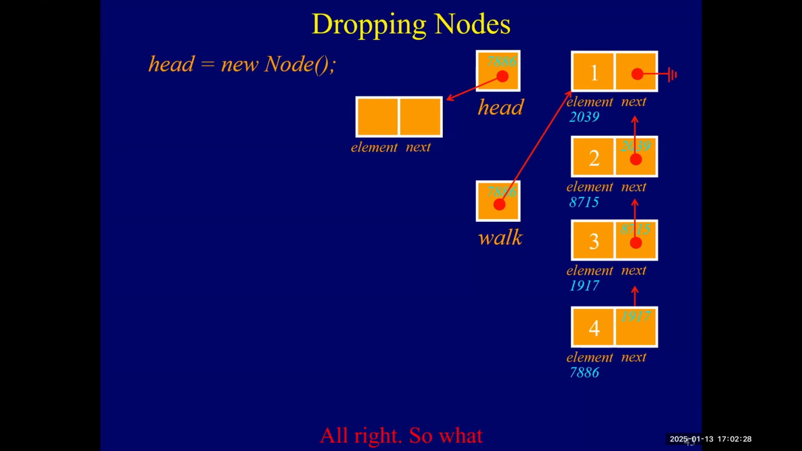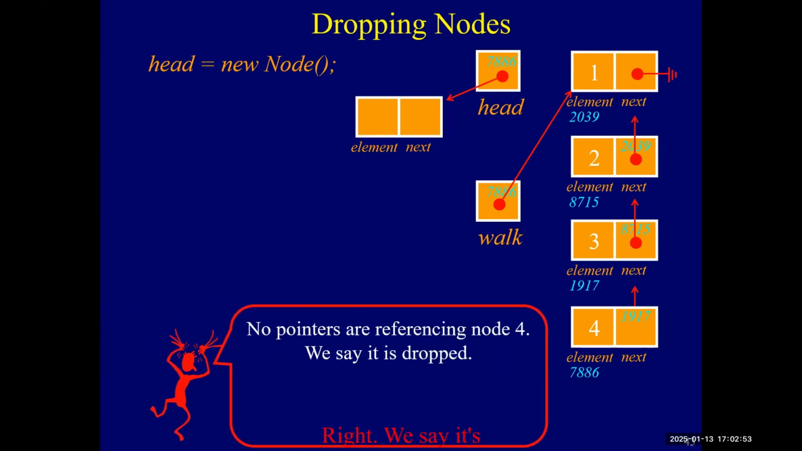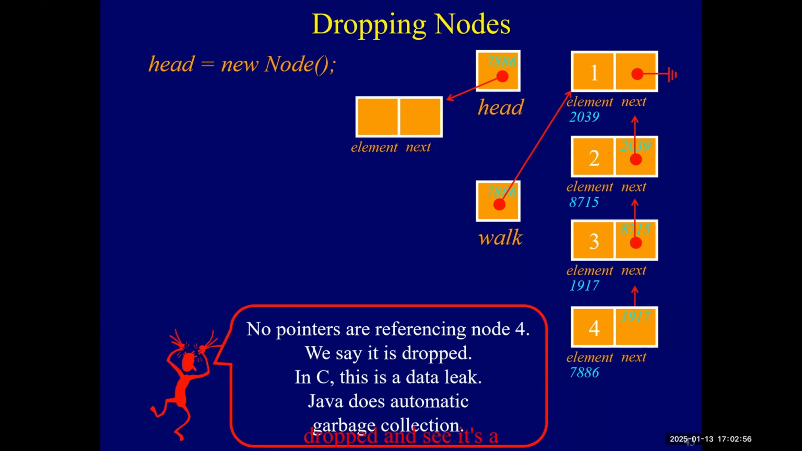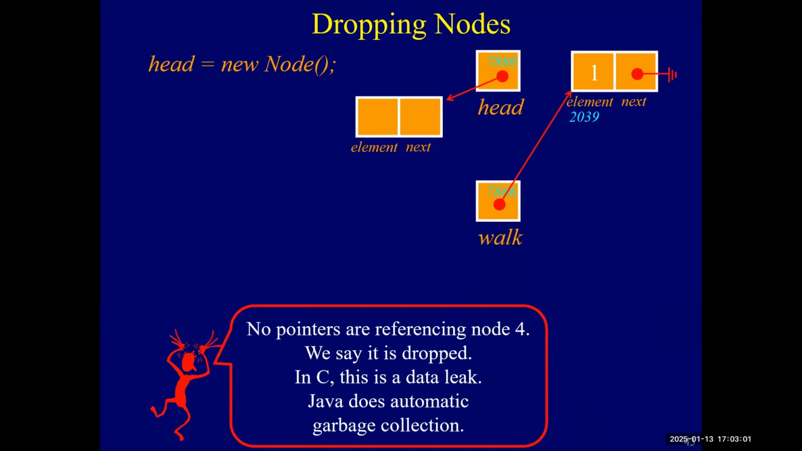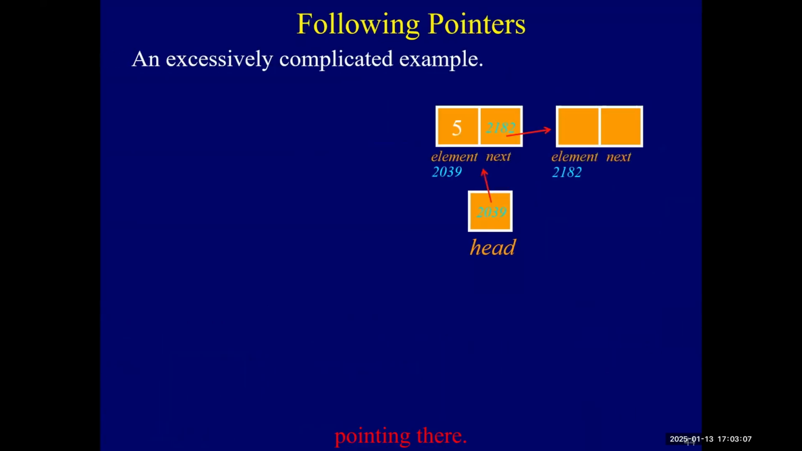All right, so what happens in my picture? Anybody panicking? In fact, 2, 3, and 4 are unreachable. If you have garbage collection, and Java has garbage collection, it's going to garbage collect. We say it's dropped. In C, it's a data leak. In Java, it garbage collects. People follow that? Nobody's pointing at it.